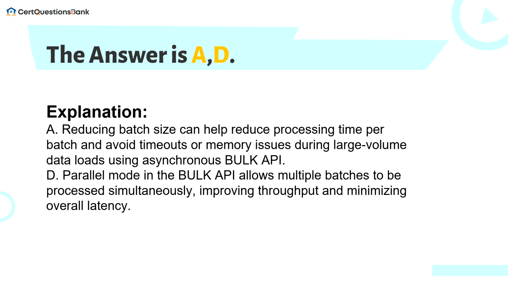A. Reducing batch size can help reduce processing time per batch and avoid timeouts or memory issues during large volume data loads using asynchronous bulk API. D. Parallel mode in the bulk API allows multiple batches to be processed simultaneously, improving throughput and minimizing overall latency.